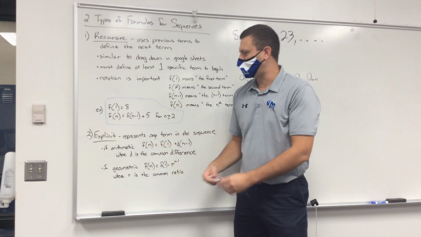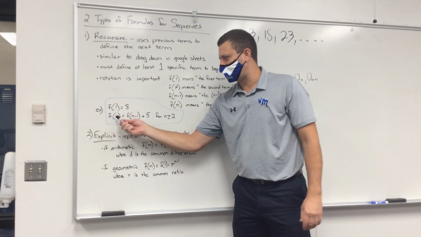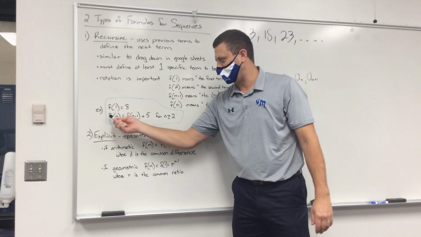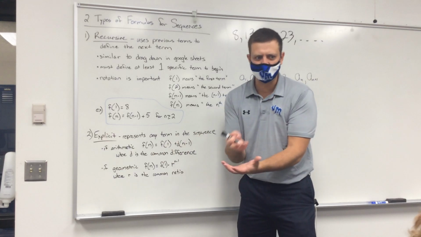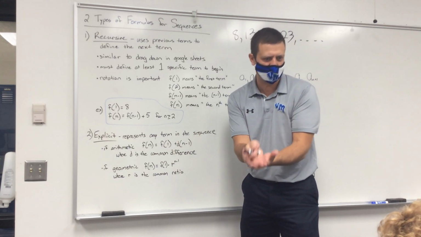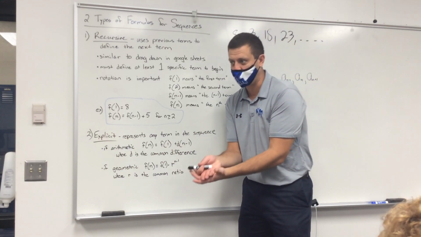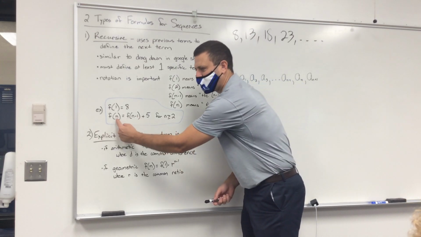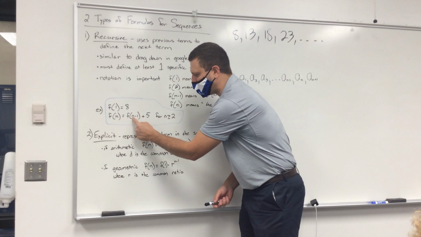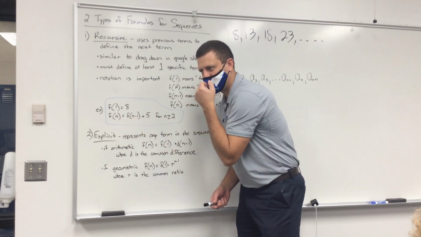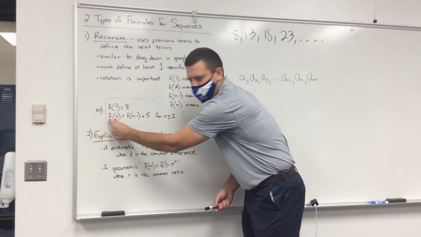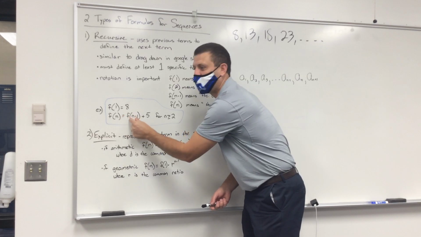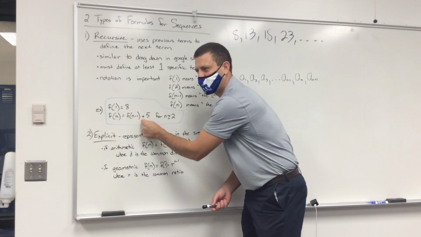So let's say, for instance, I wrote f of 20. Okay? F of 20 means the 20th term, right? So if I plug in a 20 here and I plug in the 20 here, what's 20 minus 1? 19. So the 20th term equals the 19th term plus 5.